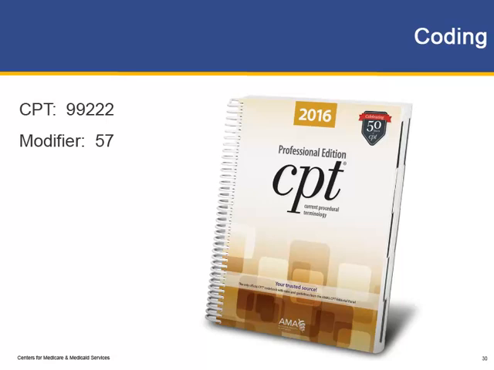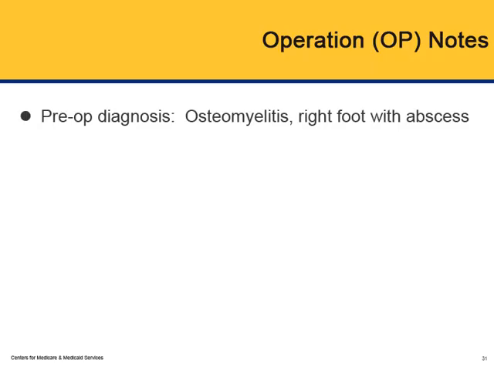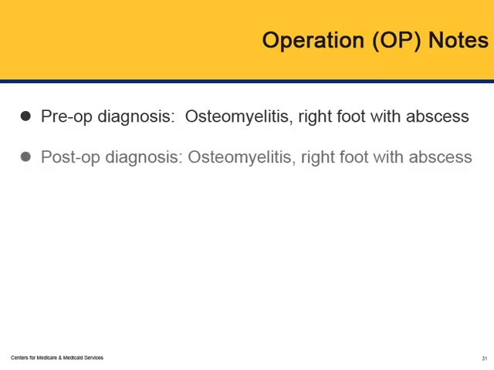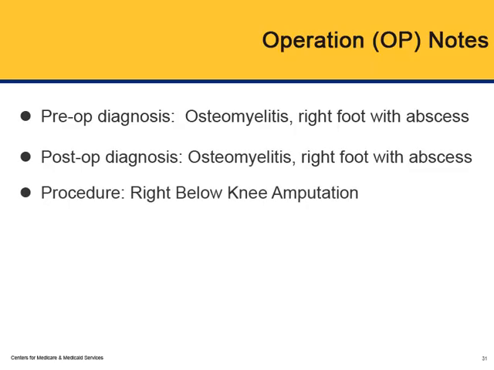Let's look at the OP notes JK's surgeon documented. The surgeon's operation notes read as follows. OP note, 10/31/2015. Pre-operation diagnosis: osteomyelitis, right foot with abscess. Post-operation diagnosis: osteomyelitis, right foot with abscess. Procedure: right below knee amputation.